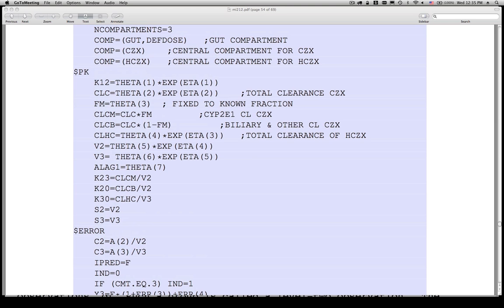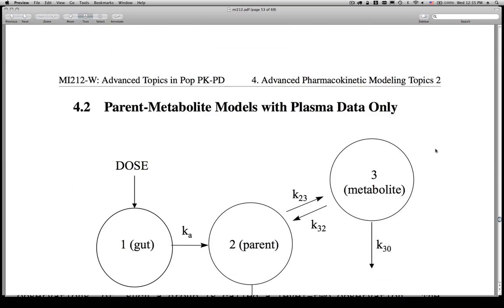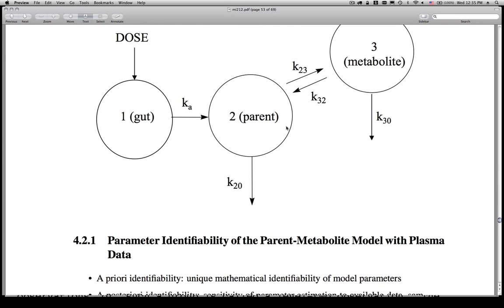But some of these are almost obvious when you look at the model. So this parent-metabolite model, we know for sure that it's not a priori identifiable, because you know that there's an infinite number of combinations here that could allow us to describe this. Right, you could ramp up transformation here and slow down the K30. Whenever you have this elimination from two compartments simultaneously, and we don't have collection in either one of them, there's an infinite number of combinations. That's almost one that you could see, obviously.